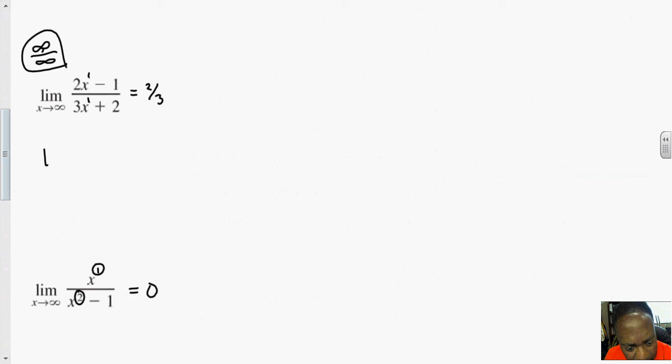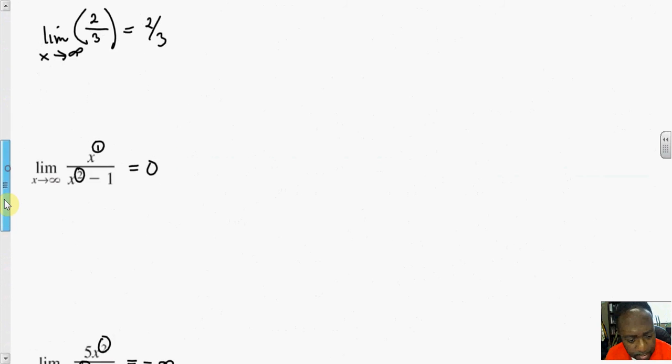I'm fine with that. Just want to show you a different way. As x goes to infinity, we apply L'Hopital. The derivative of the numerator is 2, and the derivative of the denominator is 3. So the limit of a constant is a constant, 2 over 3, right?